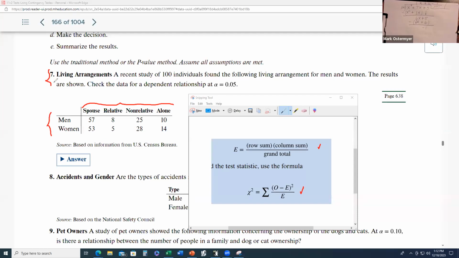I'll give you time to work on this problem. Number seven, the chi-square test of independence. Do the problem critical value method-wise and also p-value method-wise. That'll be classwork number one there. Number seven there.